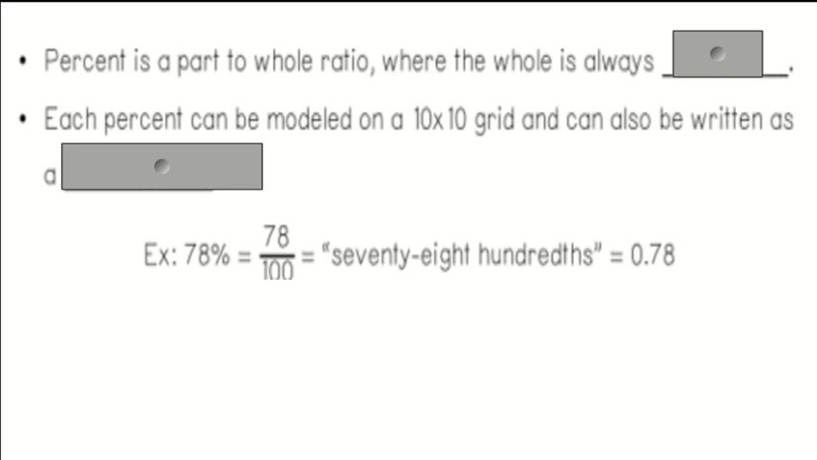And with this part to whole ratio, the whole is always 100. So we're going to be obviously using 100 a lot with these problems. Actually, every single one of the percentage problems will use 100. Each percentage can be modeled on a 10 by 10 grid, and it can also always be written as a decimal. Mostly, it can be written as a fraction as well, but not quite all of them can do fractions. But every one of them can be written as a decimal.